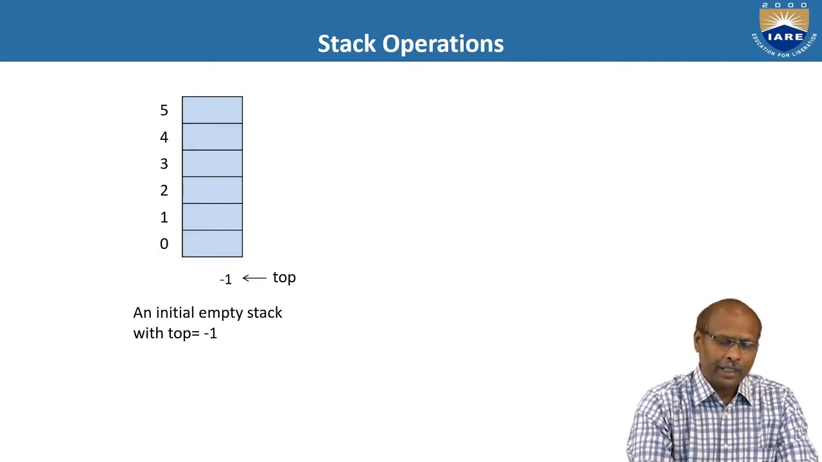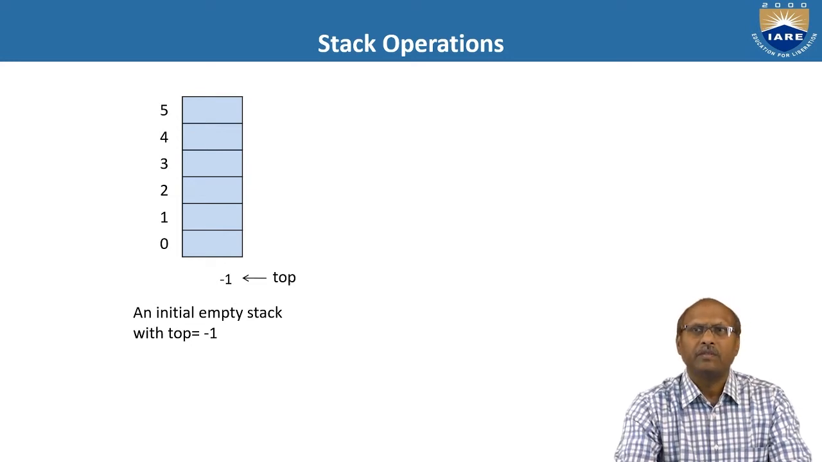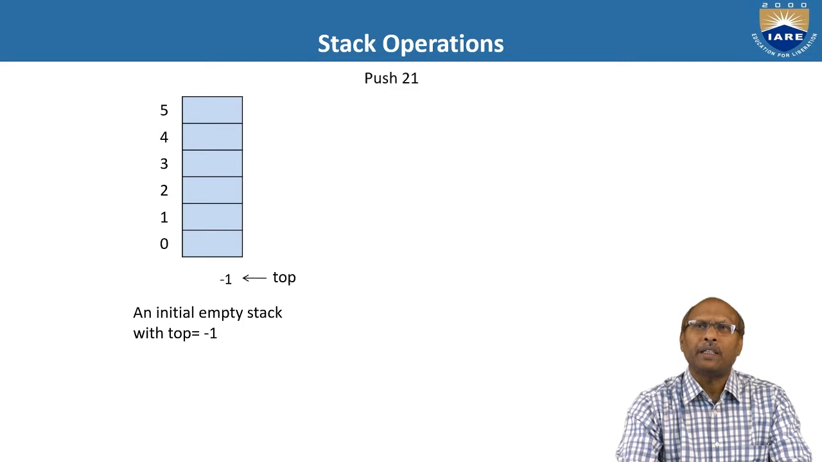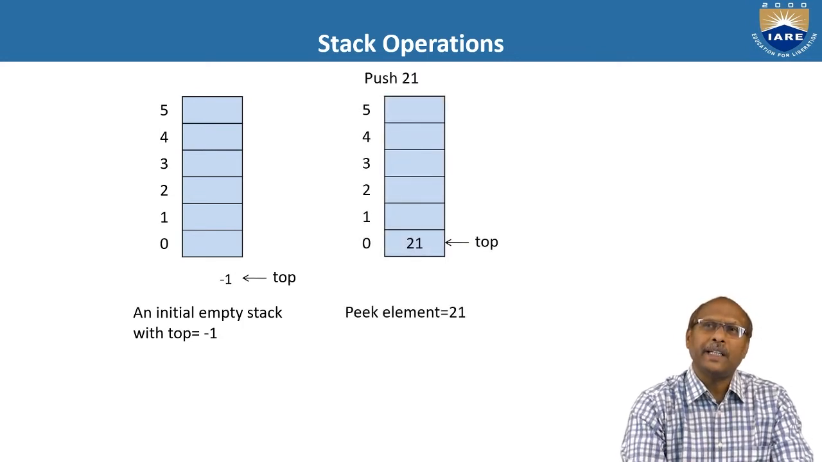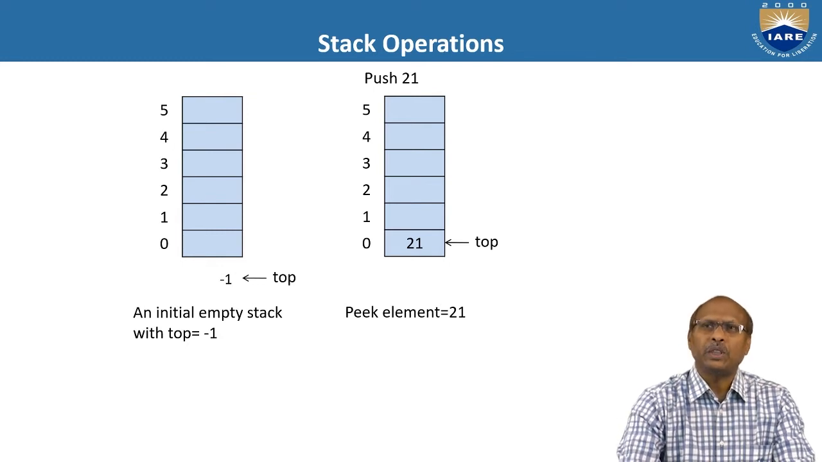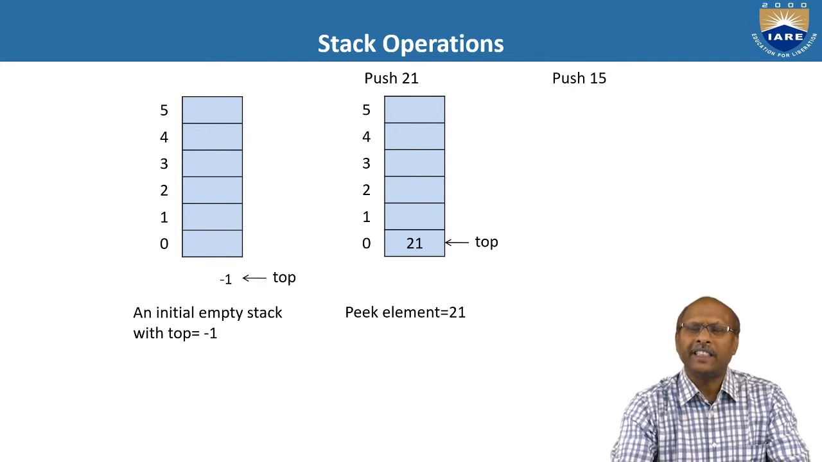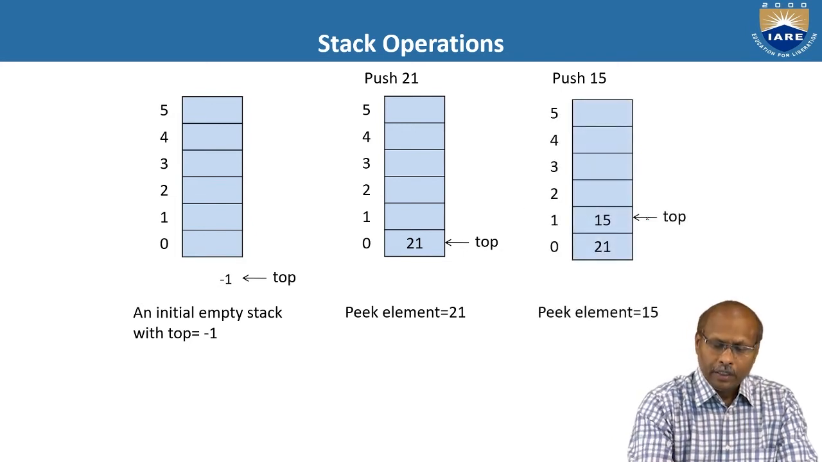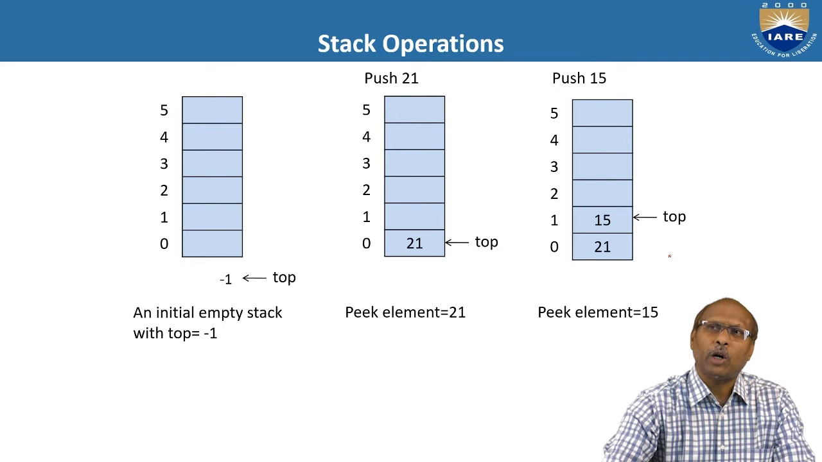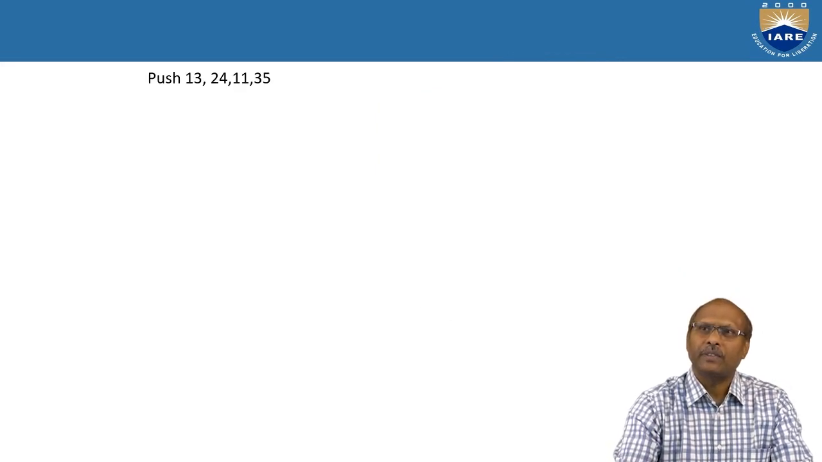Initially, the stack will look like this, when top is -1, completely empty. Assume I want to push 21. So 21 will be pushed here. That means the top is incremented and then the element is stored. Whenever you want to do a push, first you increment the top, then store. Assume I want to insert 15. Inserting is nothing but pushing. So 15 is now set. As soon as you push, the top is incremented, and wherever the top is pointing, there you have to push.